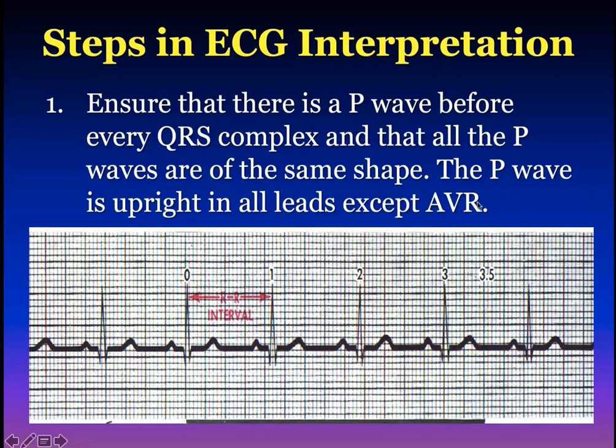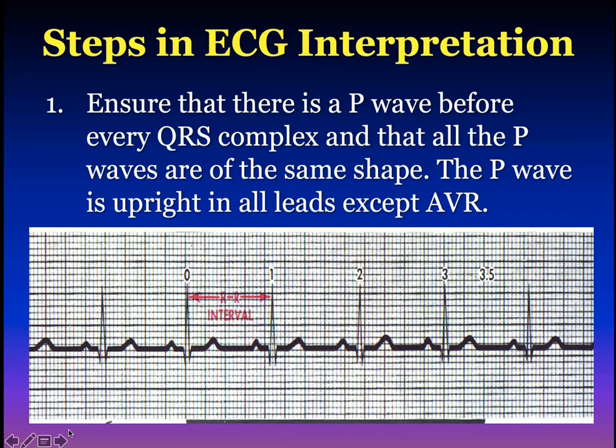Remember that you don't need to see an upright P wave in aVR. If you see an inverted P wave in aVR, it is still sinus. You should see a P wave before the QRS. This is the P wave, this is the QRS, and this is the T wave. You need to see a P wave before the QRS complex. So if there is a P wave, the ECG has a normal rhythm, which we call sinus rhythm. You can automatically say that this is sinus if you are able to see the P wave.